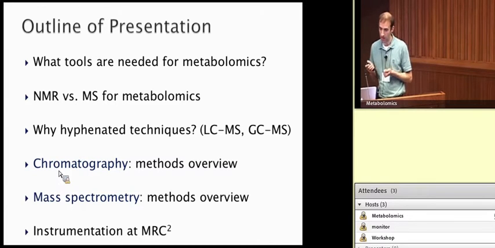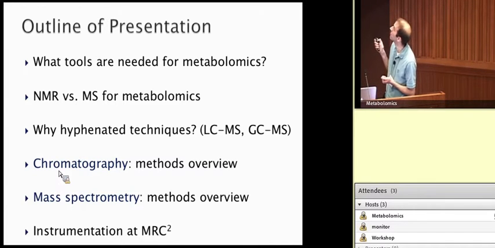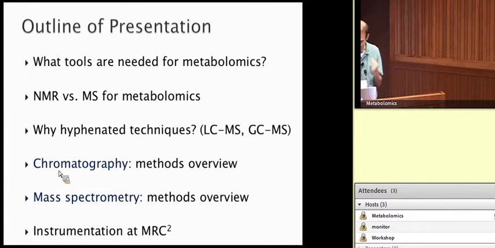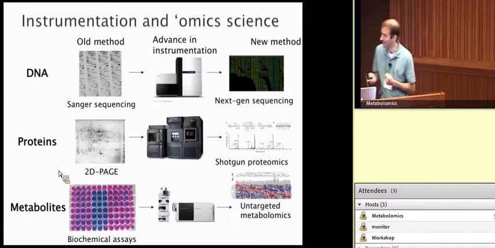Then we'll talk about hyphenated techniques. You've heard of LC-MS, GC-MS. Why do we need to use a technique with a hyphen in the middle? I'll tell you what that means. Chromatography, we'll look at methods just so you're familiar with it if you're not already. Mass spectrometry, this is the majority of what makes the technique possible. Actually, really, it's a combination. And then we'll look very briefly at the instrumentation we have here, and then that's it for one more year. Can't talk about it anymore.